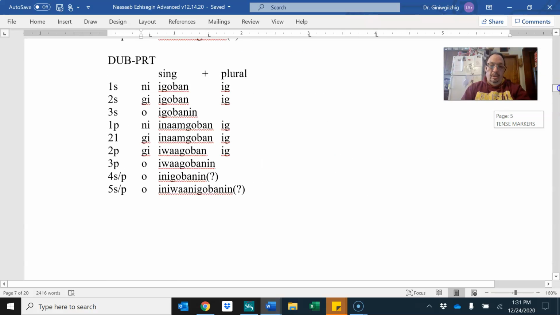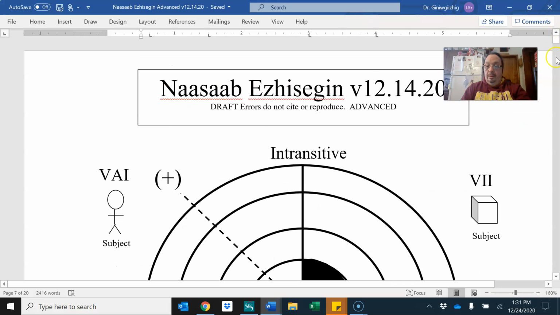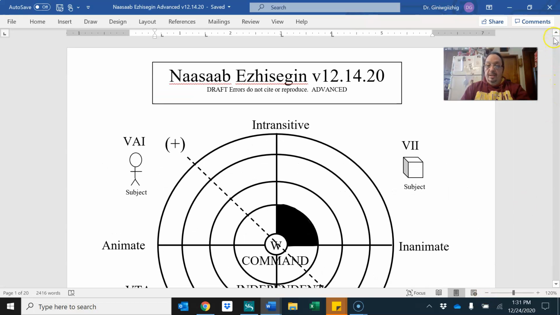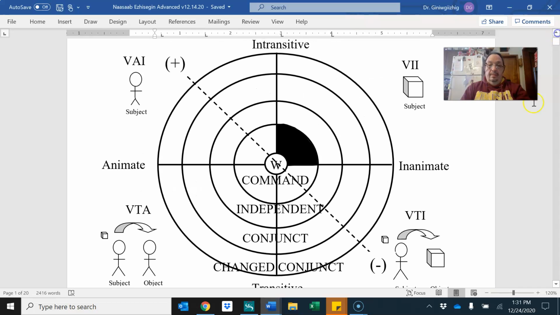I want to teach verb types. There are 4 verb types and their subclasses. There's VAI, VII, VTI, VTA. VAI means verb animate intransitive, which means the subject is animate, not doing anything to anybody.